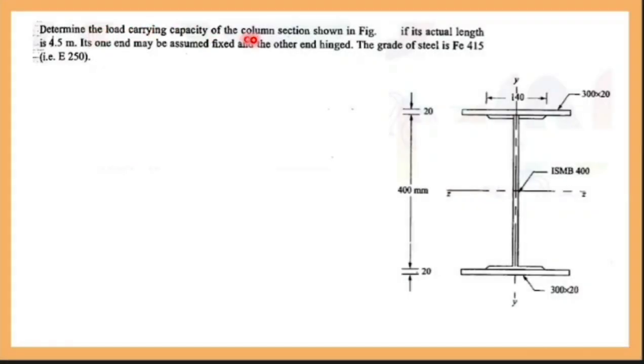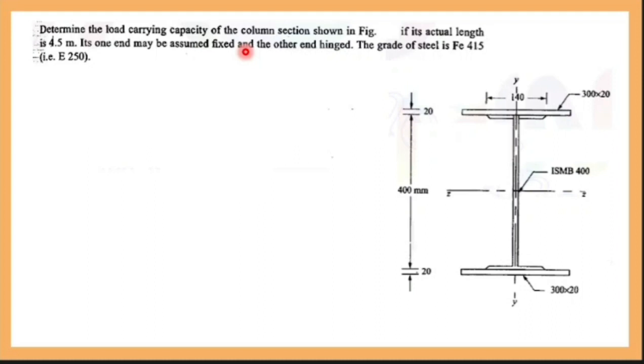Find the load carrying capacity of this column section if the length is given as 4.5 meter. One end may be assumed as fixed and another end as hinged. So this point indicates how to find L. You have to consider this case: if one end is fixed and the other end is free, 0.85 times the L. The L is given here as 4.5 meter, and if you multiply it by 0.85, that will be your effective length.